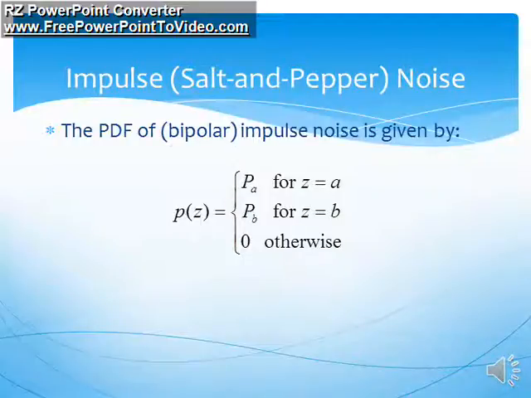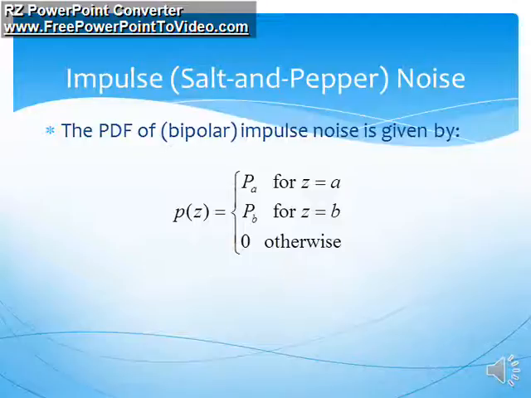Now this is impulse, salt and pepper noise. Salt and pepper noise is also known as impulse noise. We already know that this type of salt and pepper noise is generally generated in low light imaging. That means if the light is less, this type of salt and pepper noise can be generated.